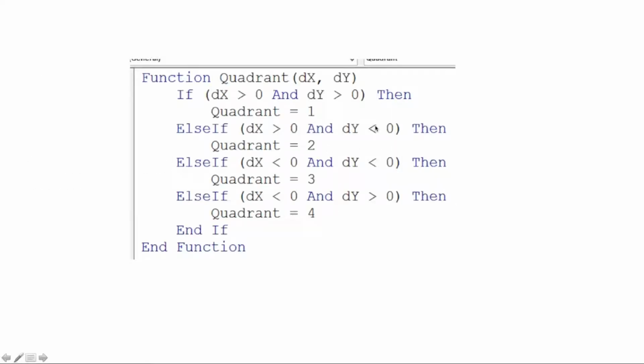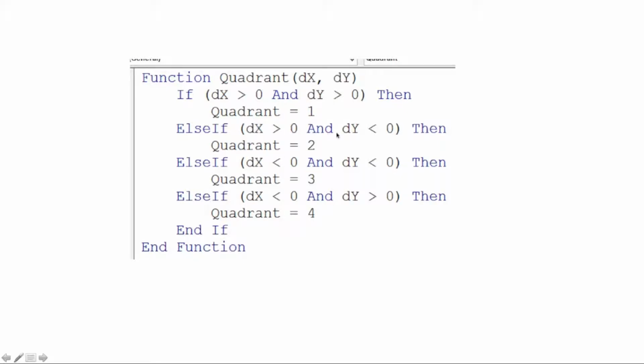So we have to write a function that needs ifs. Here you have the solution. We have two parameters, the x and the y, and the first if is to check if the x and the y are both bigger than 0. If that is true, then we assign quadrant number 1 to the function name. Otherwise, we check if the x is bigger than 0 and y is less than 0. In that case, both should be true, and the quadrant is number 2.